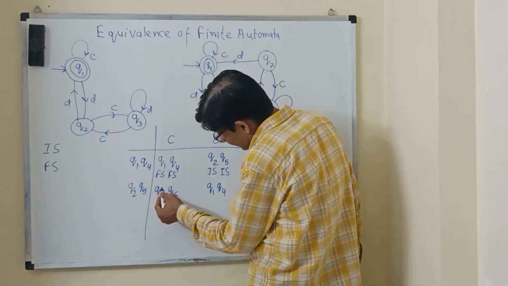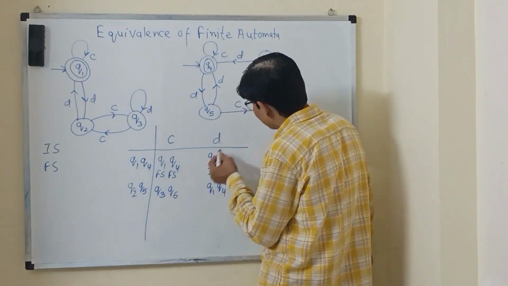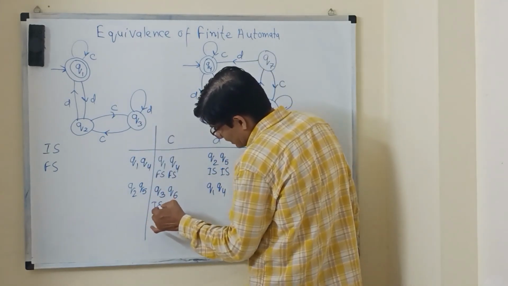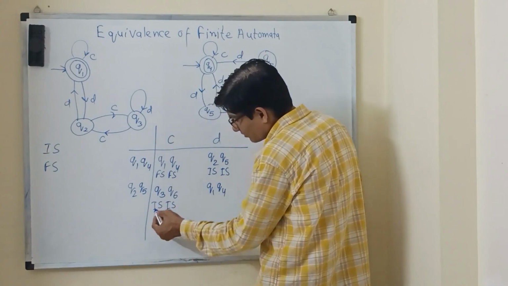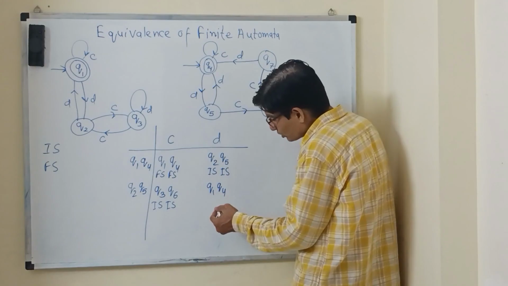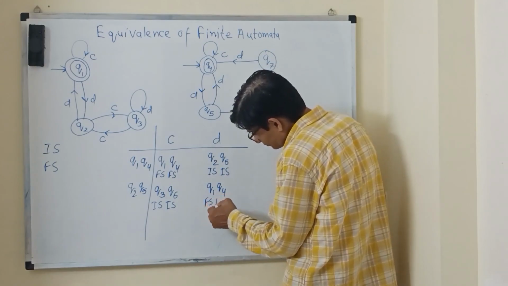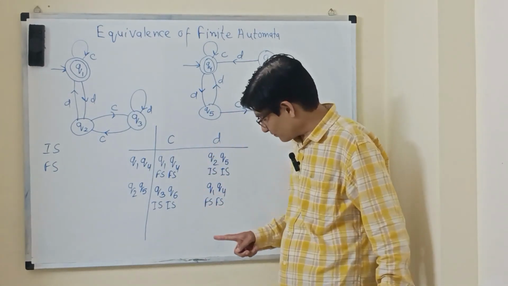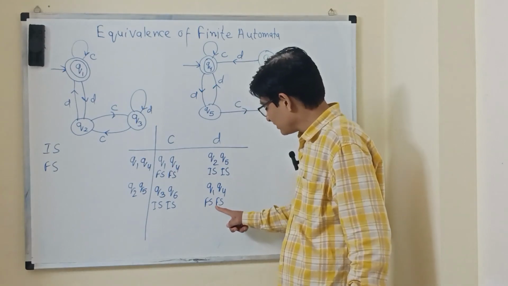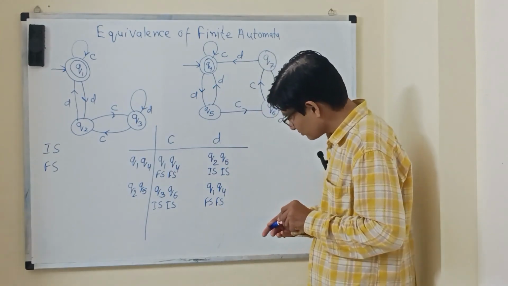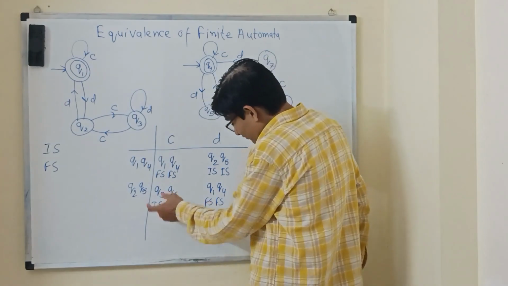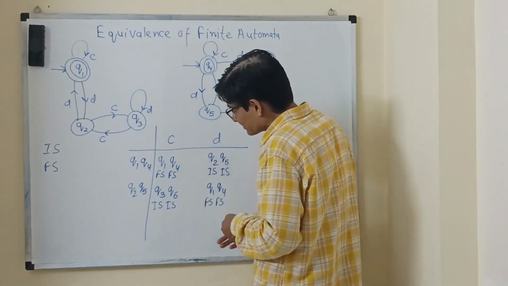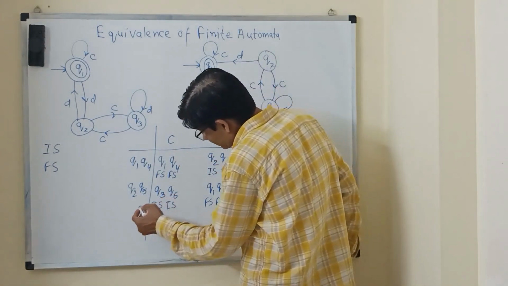Now again you can check both of these are intermediate states, so these are IS, and the other pair are both final states. So again we have got a matching pair. Both these states must be matching. We are always getting a matching pair, and now one more new state is generated, which is Q3, Q6.